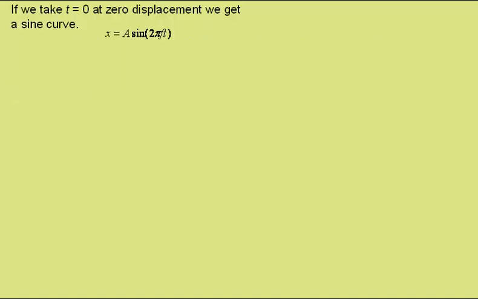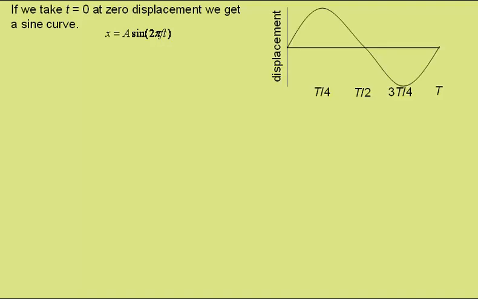The previous case was when the pendulum was starting at maximum displacement. If we take the start time at 0 displacement, we get a sine curve, like this. Just running through the maths of the different positions here, again remembering that the frequency is 1 over the time period, so we can substitute 1 over time period for frequency here. At t equals 0, we get x is equal to a sine 0. And the sine of 0 is 0, so x is just equal to 0, as we show here.